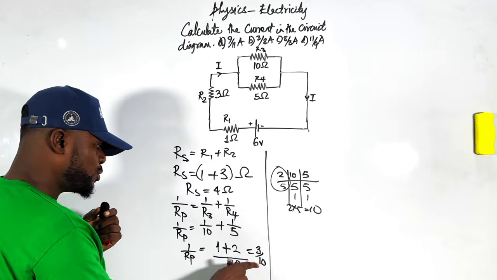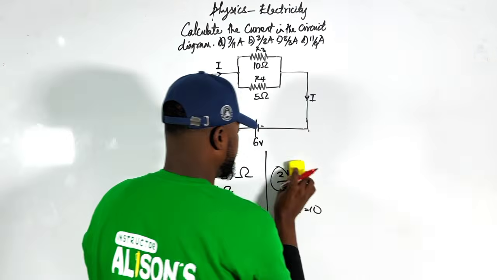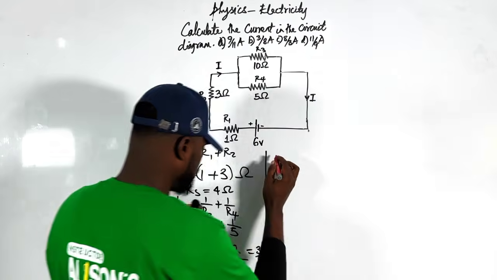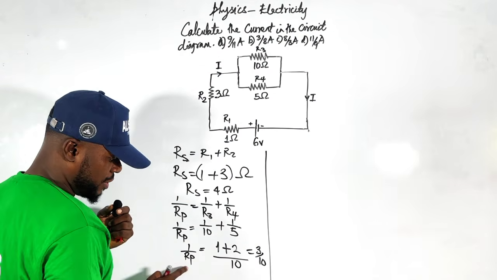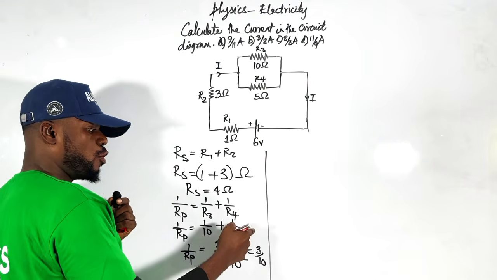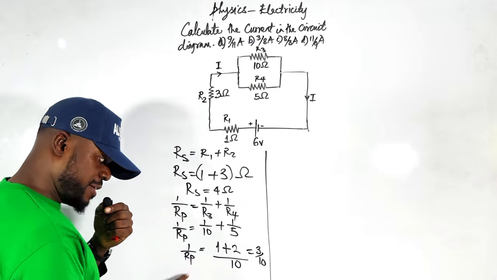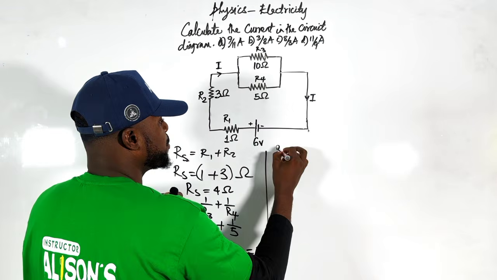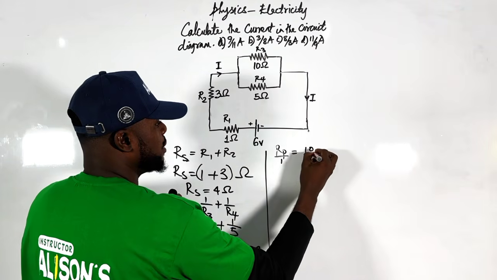So now, how can you do this one? Remember, we are looking for resistance P. What you will do is just take this resistance P, go up, and make 1 come down. This 10 will go up, and make 3 come down. Anything we do on the left, we do on the right. Remember, resistance P we are finding is not the inverse. So if I carry resistance P up, divided by 1, equals 10 up, divided by 3.